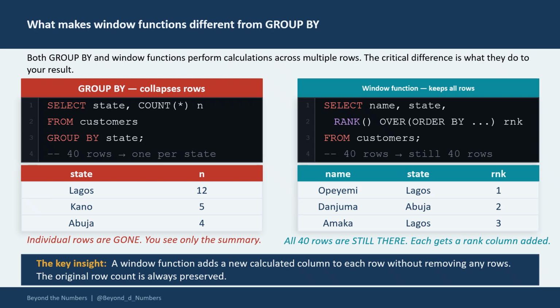The key insight at the bottom of this slide is worth writing down: a window function adds a new calculated column to each row without removing any rows. The original row count is always preserved. And that is the whole difference between group by and the window function. Everything else follows from it.